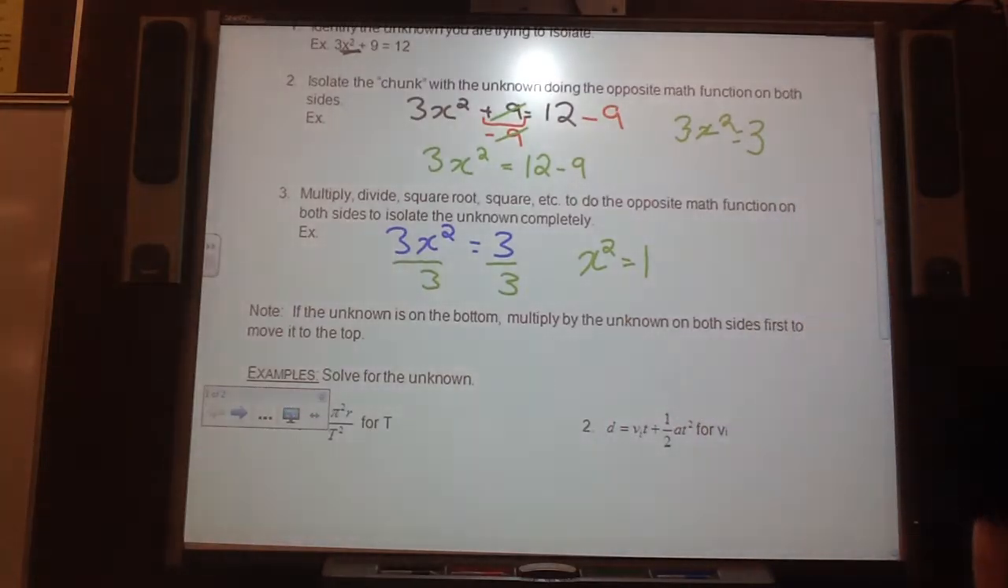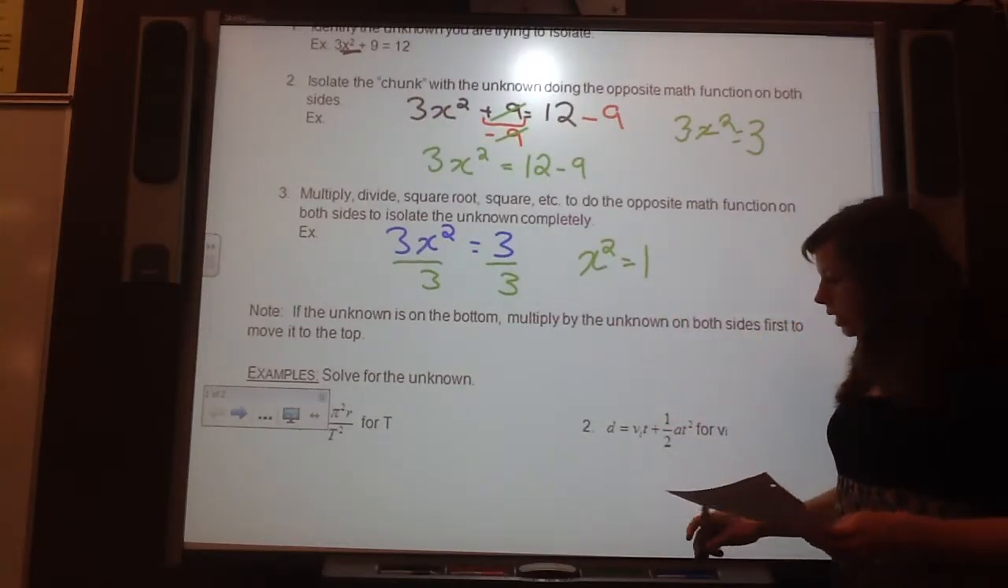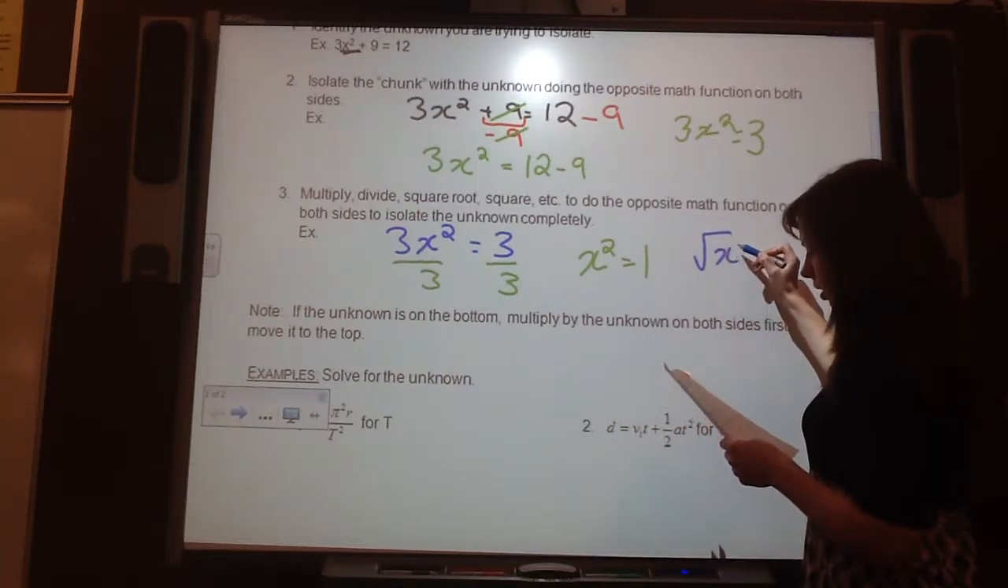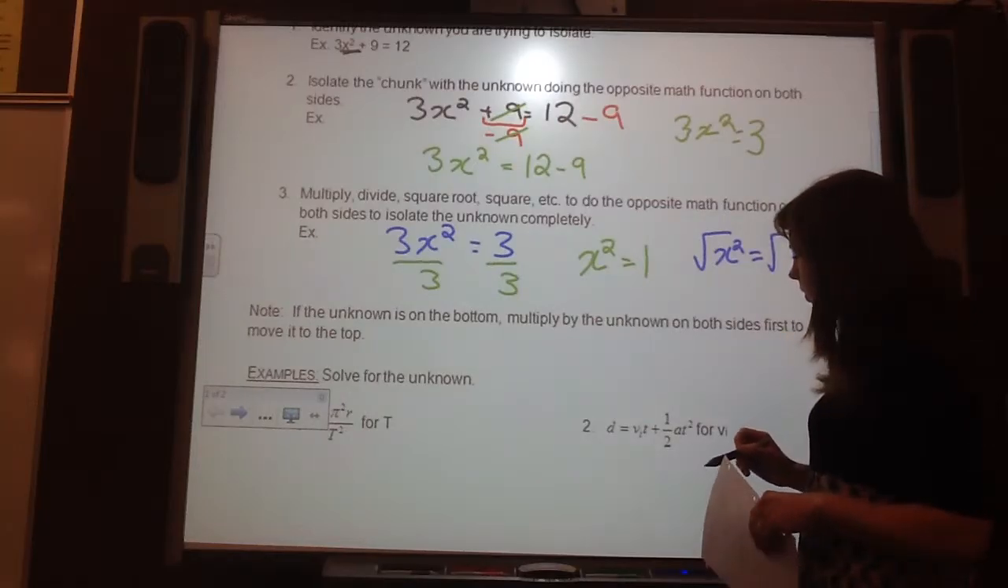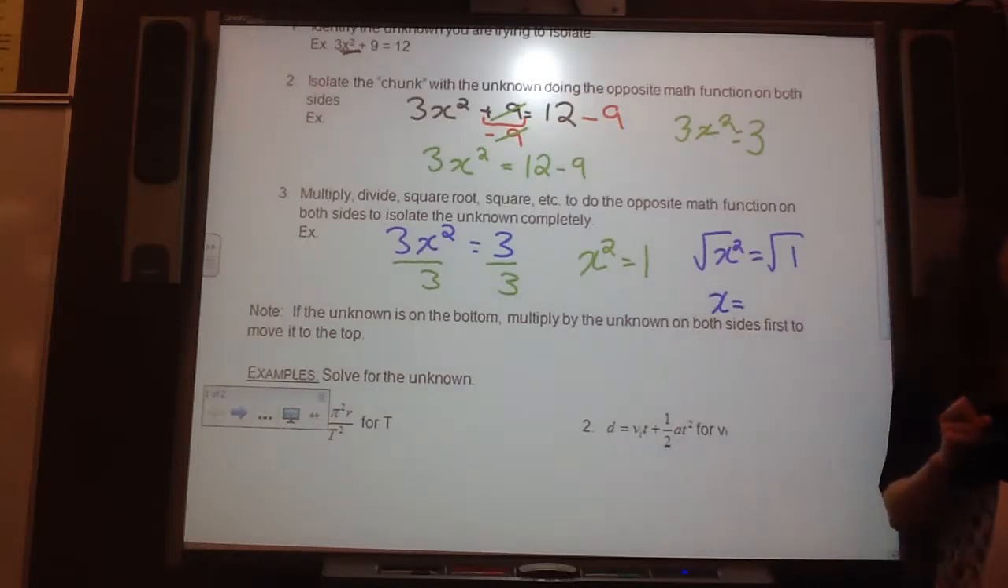So now how do I solve for x? I square root now, okay? So since the x is squared, to solve for x, I square root each side. So now I go the square root of x squared is equal to the square root of 1. So now x is equal to 1.